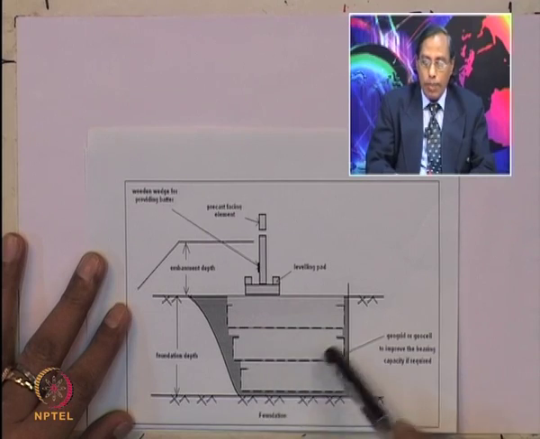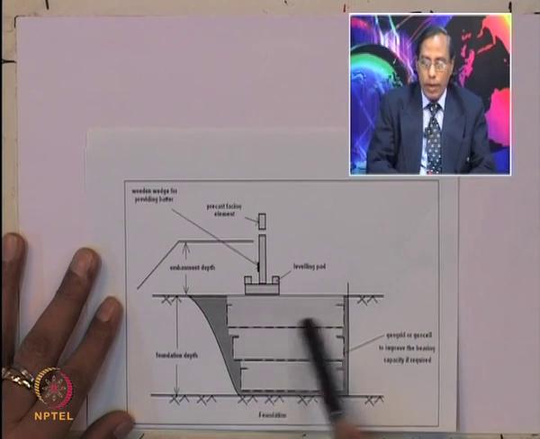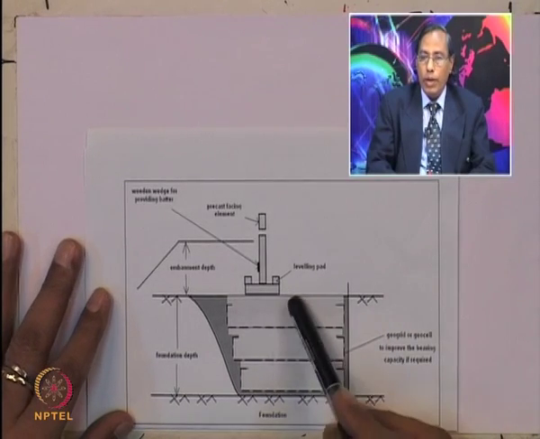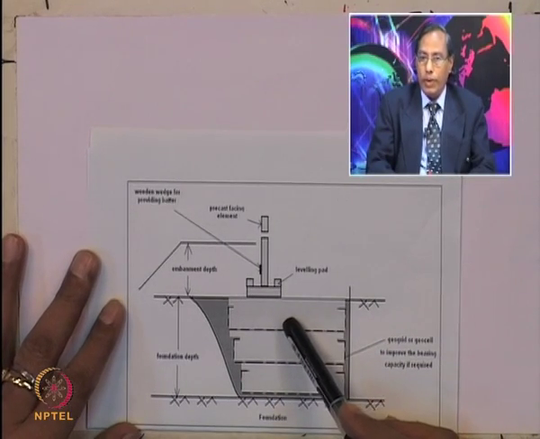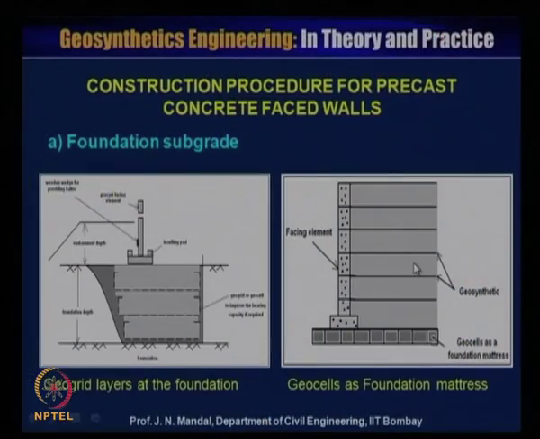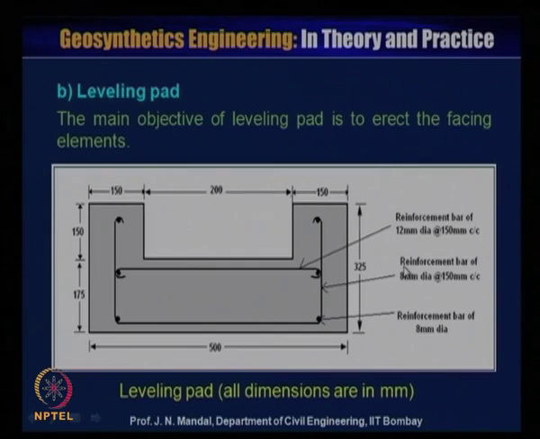Either is the number of the layer of the reinforcement, or you can provide the geocell also at the base, the geocell as a foundation matrices, and this is as a facing element. So, here also geocell as a foundation matrices is shown. So, this you recall foundation subgrade. Now, leveling pad, the main objective of leveling pad is to erect the facing element. It has to erect the facing element.